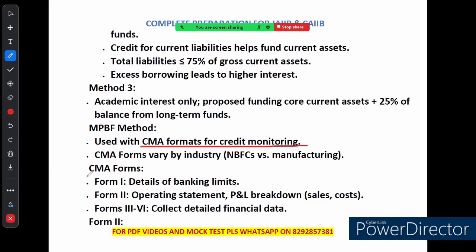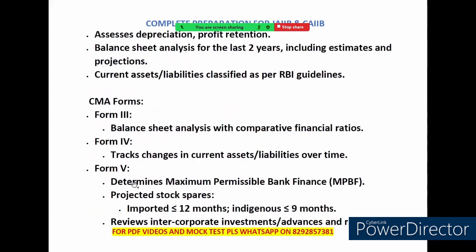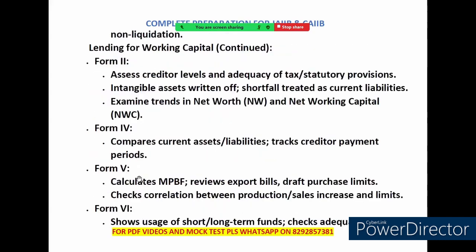CMA format, you know, there are various types of forms. You can see form 1, form 2, form 2 to 6. We will discuss in detail about these CMA forms. And then let's talk about the next method that we have. Yeah, so you can see it here, let's continue exploring how banks lend.